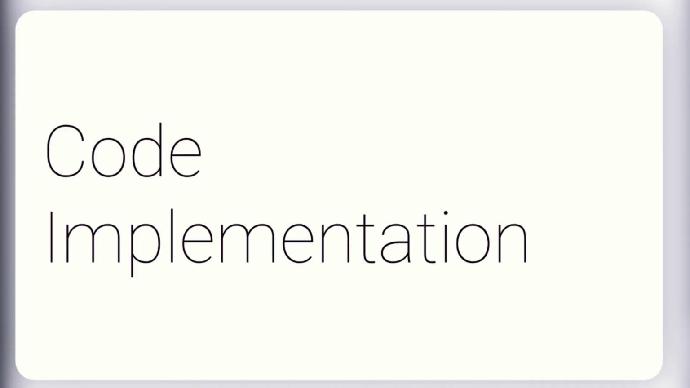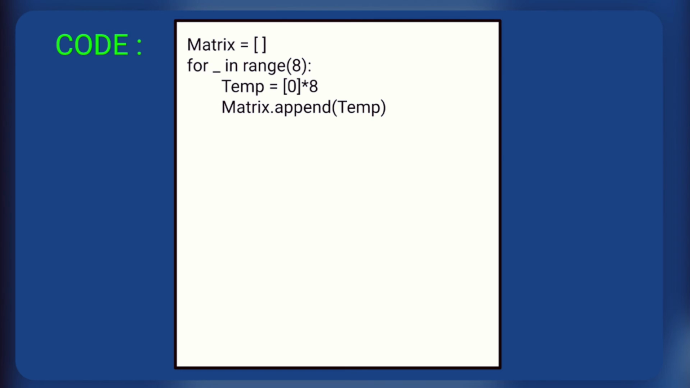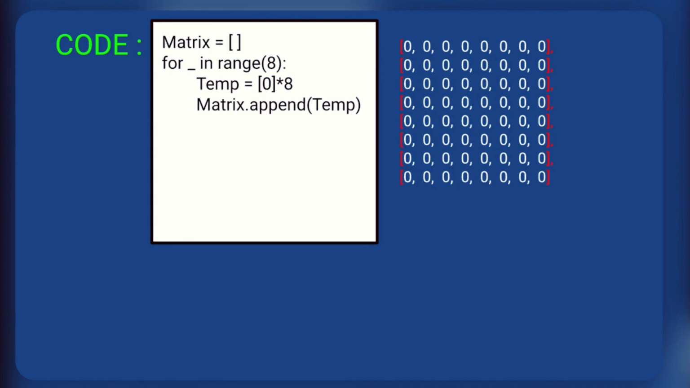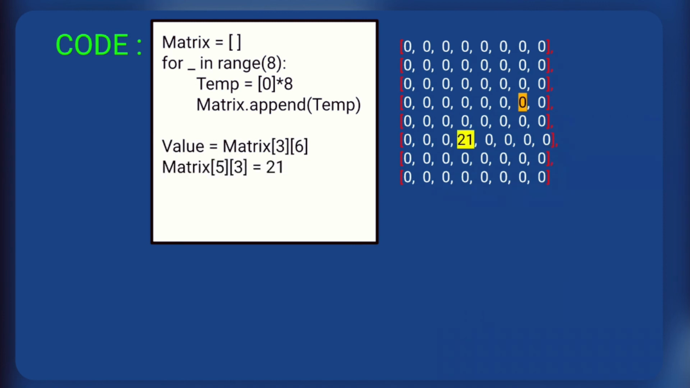Code implementation of a matrix is pretty straightforward. You declare an empty array and then run a loop for the range of the desired height of the matrix, in our case 8. And in each iteration, you would declare an array with the desired initial value and length, in our case again 8, and then append it onto the matrix array. By the time this loop ends, it will be a matrix of set dimensions. This is how we get an element as explained earlier, and this is how we set it.